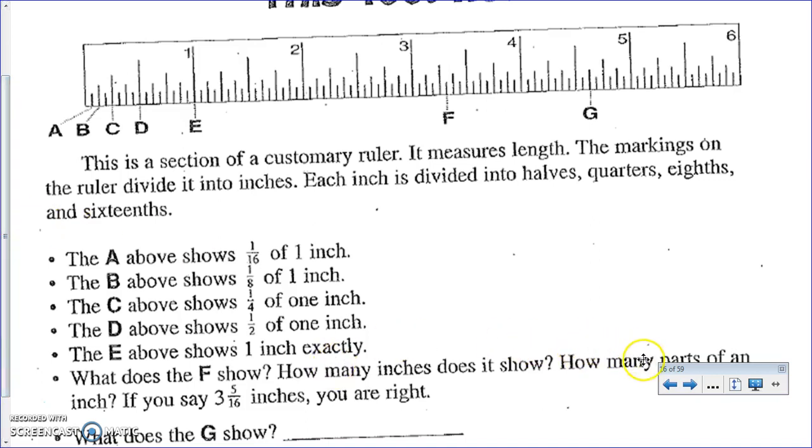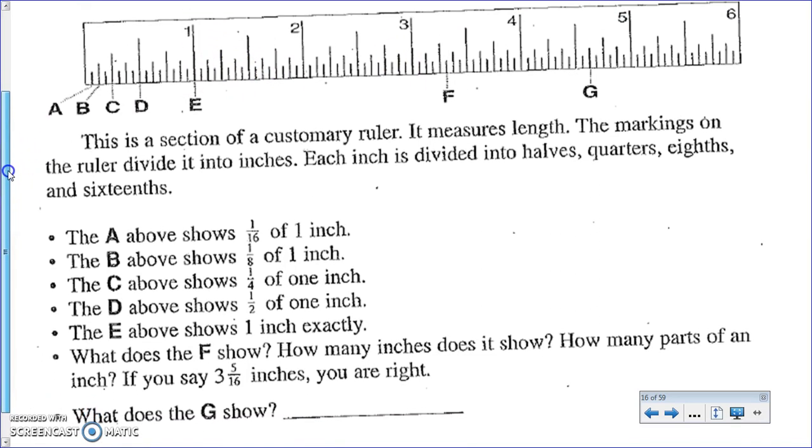So what does F show? How many inches? We know it's past the 3, so it's at least 3 full inches. And then how many parts of an inch? We look, and it's past the quarter, and we know it's on one of the sixteenths. So we're just going to count up our sixteenths, and we count all the lines. It goes 1/16, 2/16, 3/16, 4/16, and 5/16. So we get 3 and 5/16 inches.